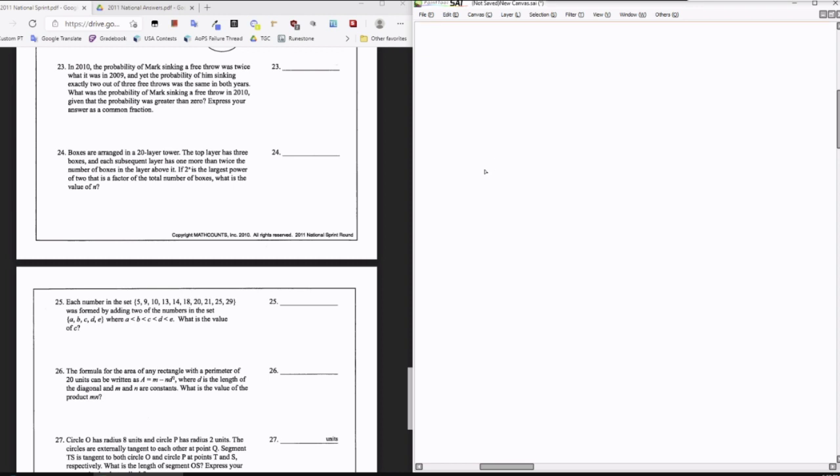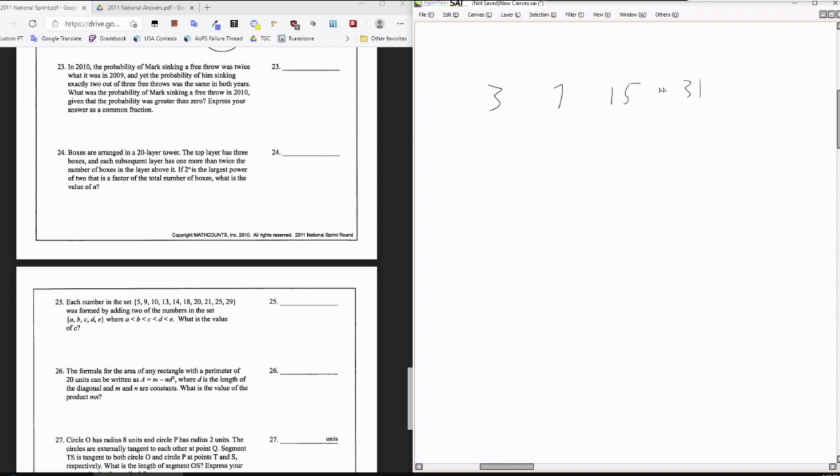Okay, so let's think about it for a second. If the top layer has 3 boxes, the next layer has one more than twice the number of boxes in the layer above it. So it will be 2 times 3 plus 1, it'll be 7. And the next one will be 15. And the next one will be 31.